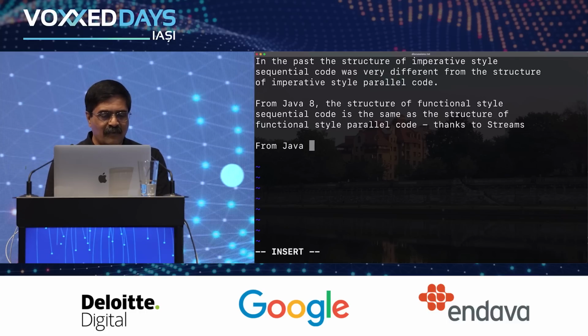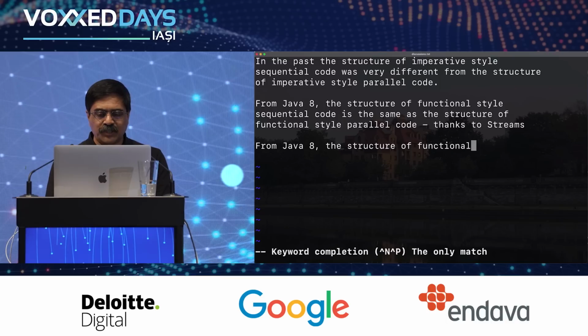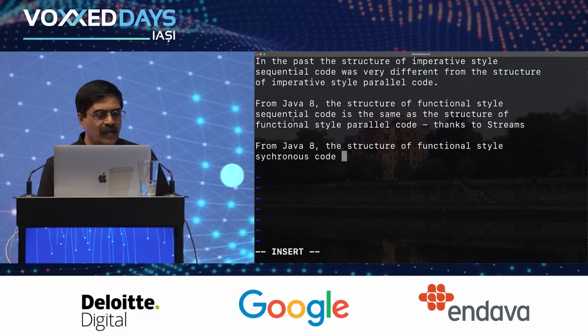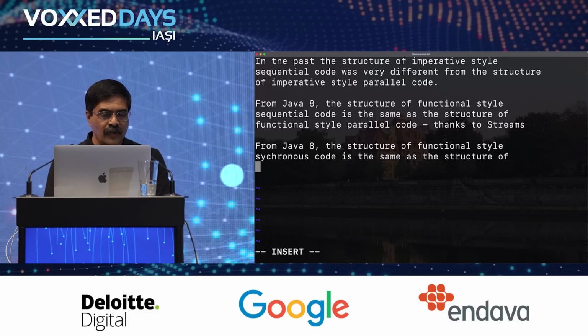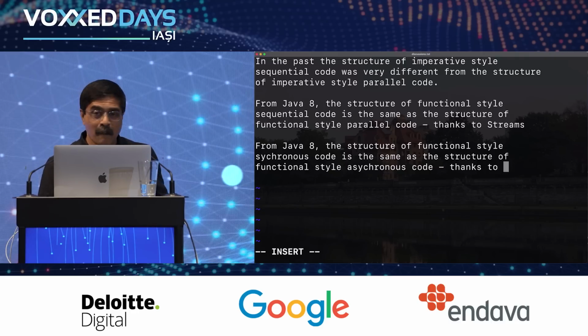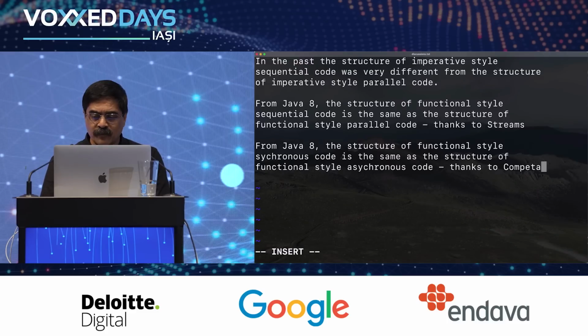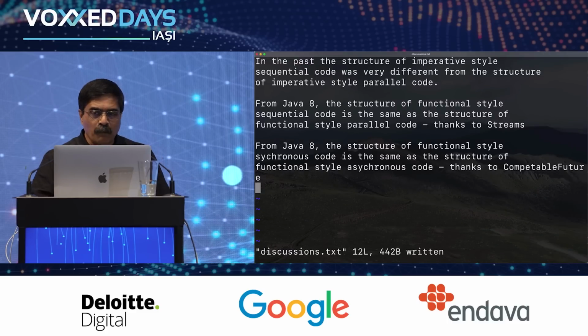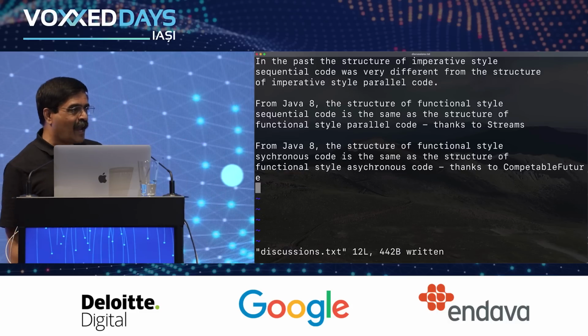From Java 8, the structure of functional style synchronous code, notice I changed the word sequential to synchronous, is the same as the structure of functional style asynchronous code, and thanks to, anyone wants to take a try? What is that? Bingo, CompletableFuture. That's exactly what it is. Now, the beauty of this is CompletableFuture was introduced in Java 8 at exactly the same time as the Streams API was introduced.